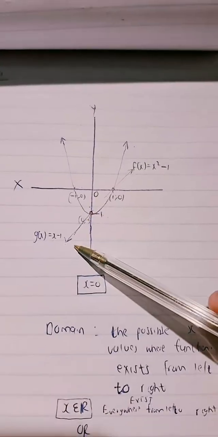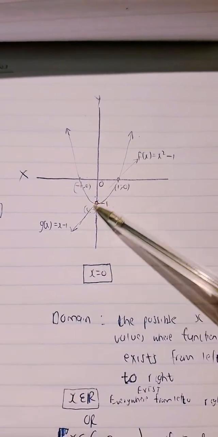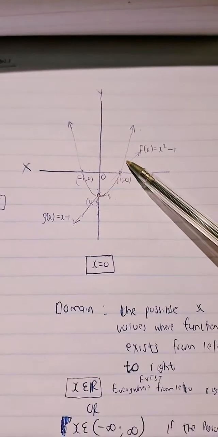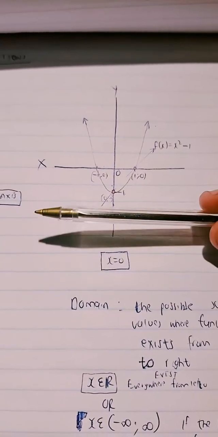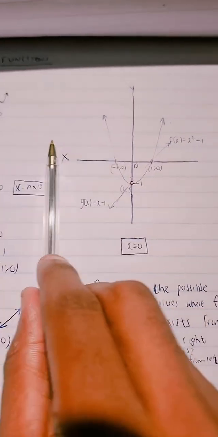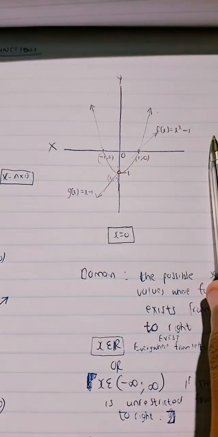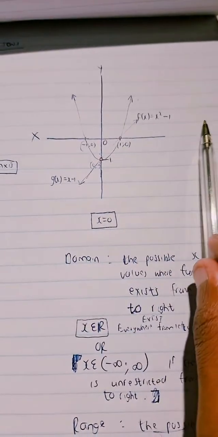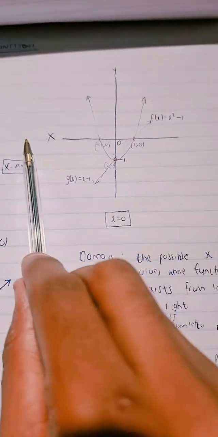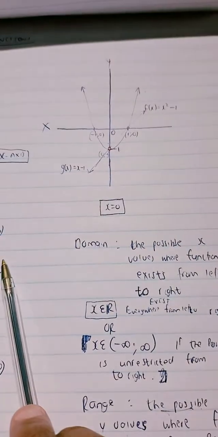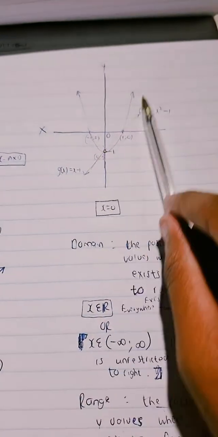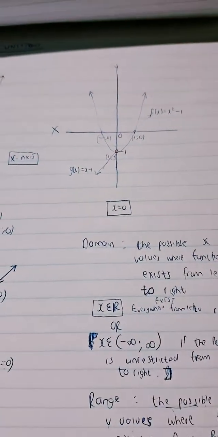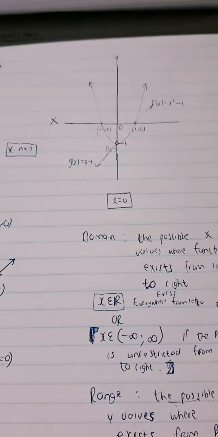What if they had asked us the domain and the range of the straight line? The straight line is unrestricted. So if you look at the domain, from left to right, the function exists everywhere. So for the straight line, we would say x is an element of real numbers. The arrow is extending this side, the arrow is extending that side, it's unrestricted.